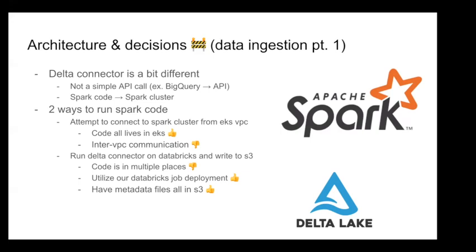Alternatively, we could run the Delta connector on Databricks and write to S3 as an intermediate file storage. Kind of the opposite of the other approach. The downside is that the code is in multiple places, which isn't great, but we are able to overcome. Big upside here for us was that we have this CI/CD pipeline for Spark jobs that actually runs jobs on Databricks, which folks all over Samsara use, and we manage as a team. So we could utilize that to run this Delta connector as a Databricks job.